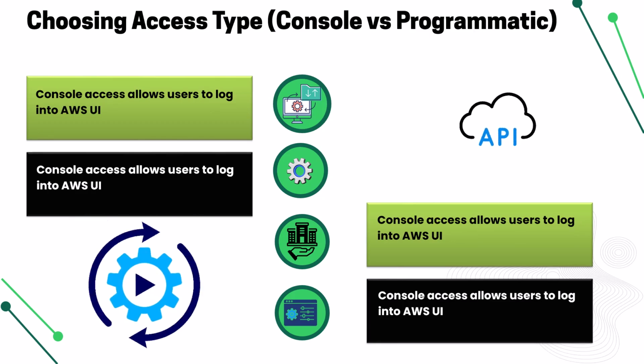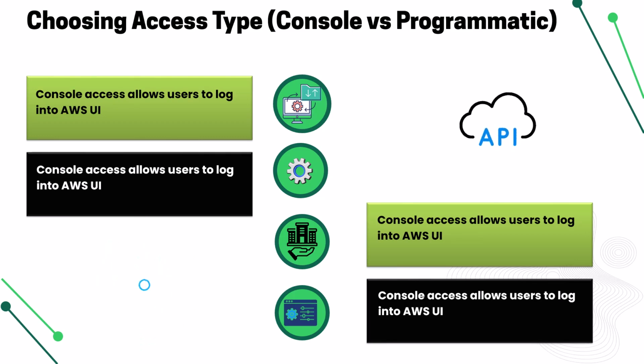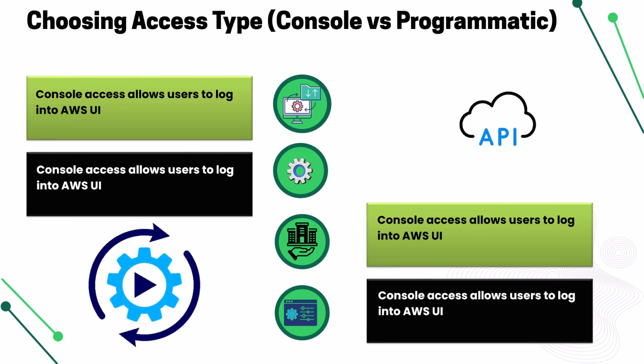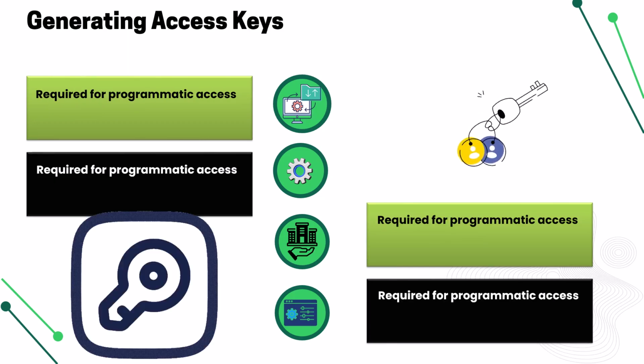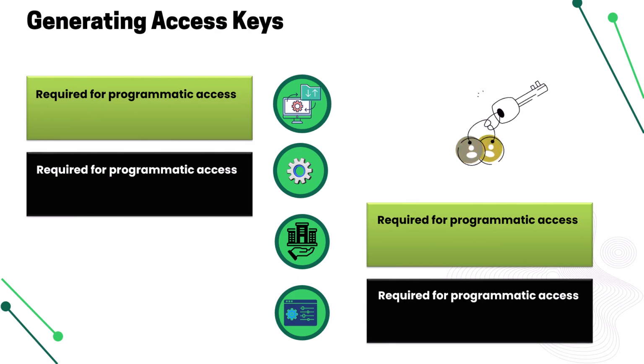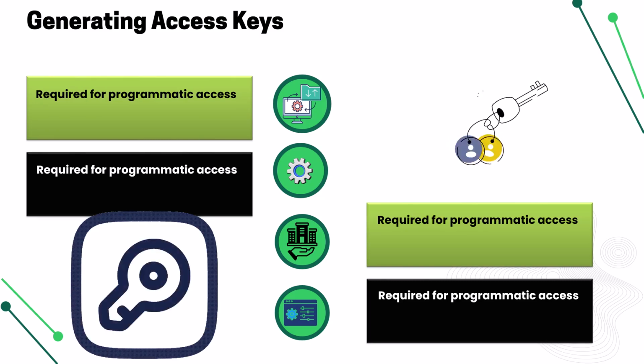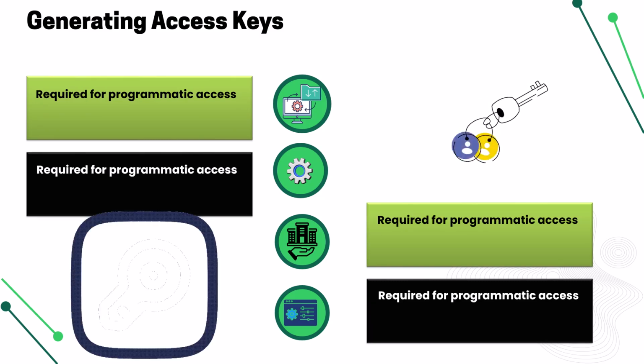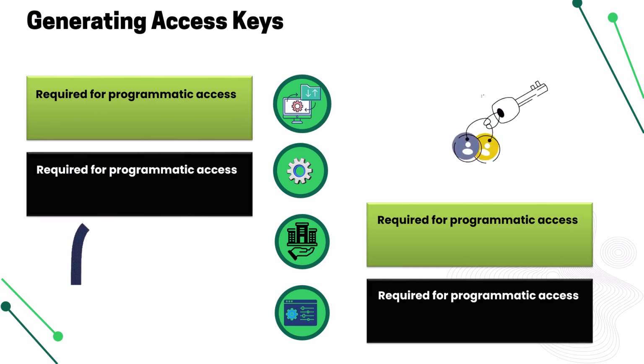It's like choosing between a steering wheel and autopilot. Console access lets users interact manually, while programmatic access automates processes via APIs. Pick the right one based on your need. Access keys are like passwords for automation. Treat them like gold. Store them securely, and rotate them often to keep your AWS environment safe from unauthorized access.